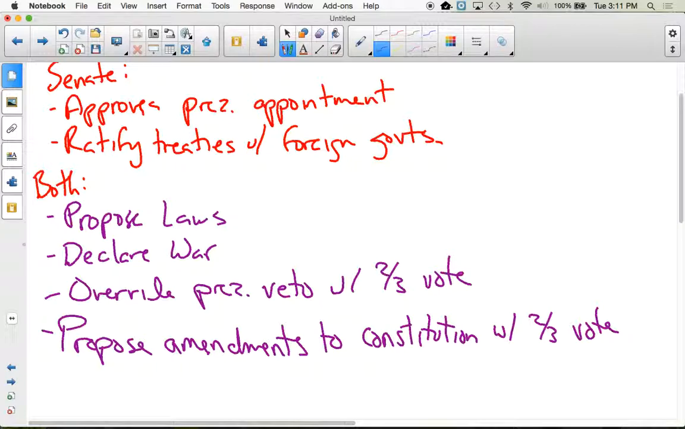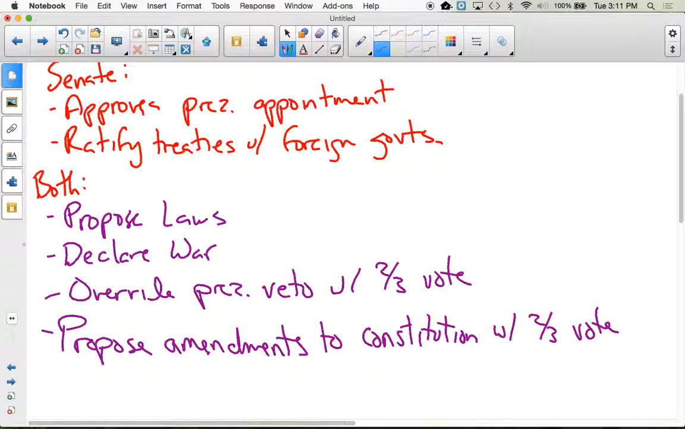What we have at the bottom, we have already talked about those. Yeah, Brittany? Do we need to know about their powers to do stuff like regulate commerce and coin money, etc.? No. The Commerce Clause, no, I'm not.